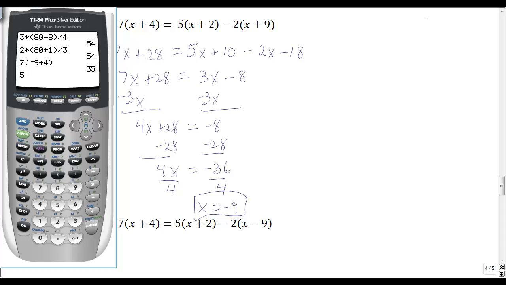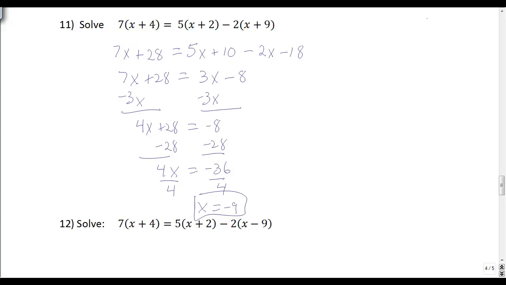So this is 5 times negative 9 plus 2 minus 2 times, well, this is silly, negative 9 plus 9. Negative 9 plus 9 is going to be 0, so you could really leave that off here. But the calculator gets negative 35. So this one you probably could have done by hand. But the point is, I don't really need to show that work. I just want to figure out, you know, hey, these two things are actually equal. Okay.